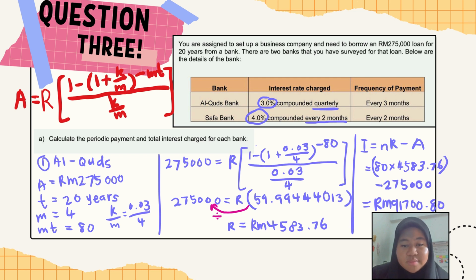You are assigned to set up a business company and need to borrow a 275 ringgit loan for 20 years from a bank. There are 2 banks that you have surveyed for that loan. Below are the details of the bank.